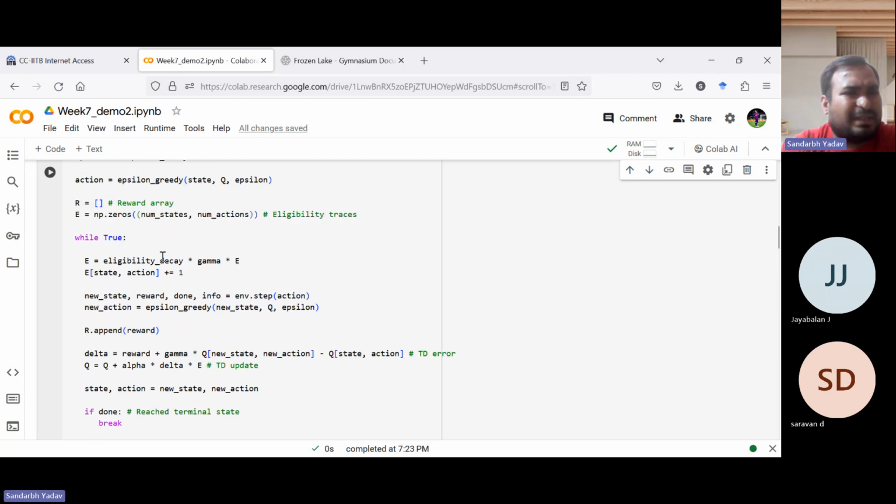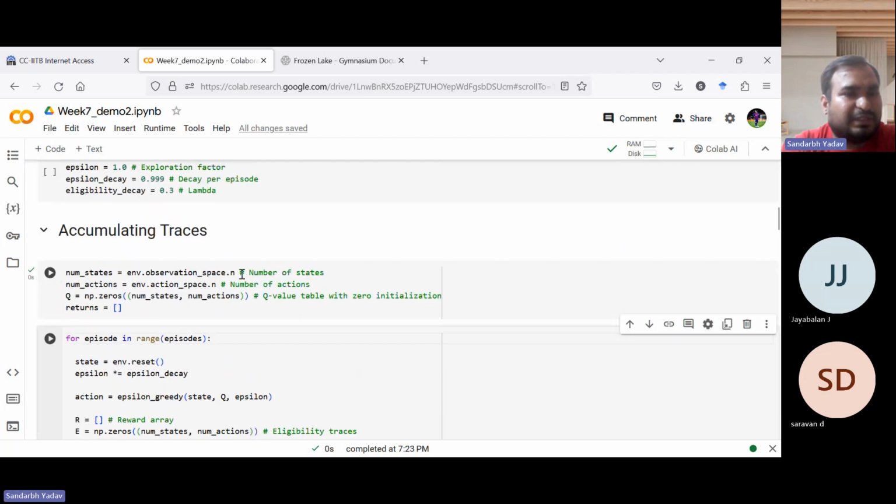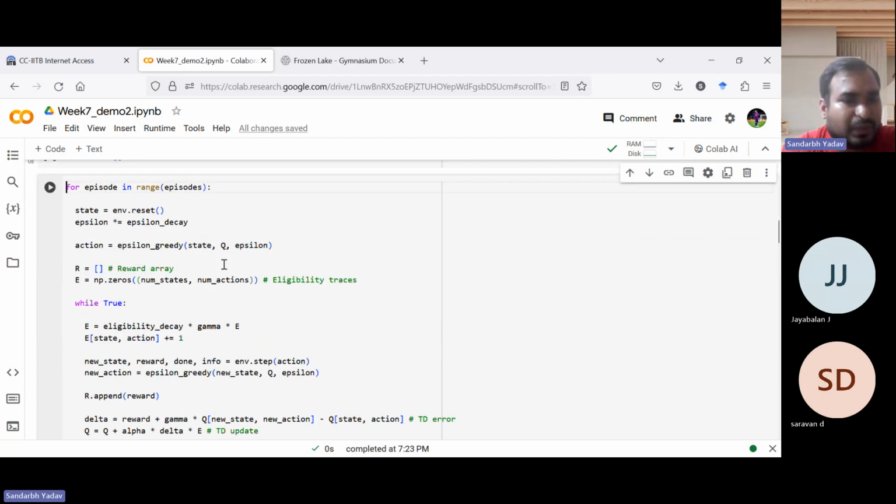So basically, you remember, this is accumulating traces. So in accumulating traces, what happens? For all the state action pairs, regardless of whether we visit or we don't visit, we need to decay it, right?